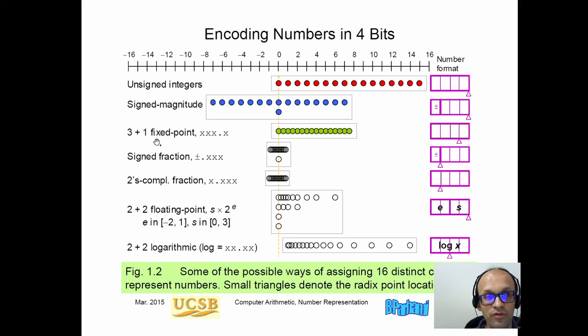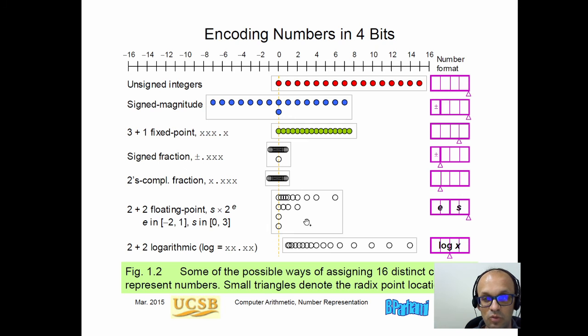If you use 3 plus 1 fixed point, we have this representation, sign fraction. And here's something very interesting: when I'm using 2 bits for exponent and 2 bits for significand, you have this distribution of numbers. With the logarithm you have a little bit of improvement, but it's not so used because it takes a lot of time to make the conversion.